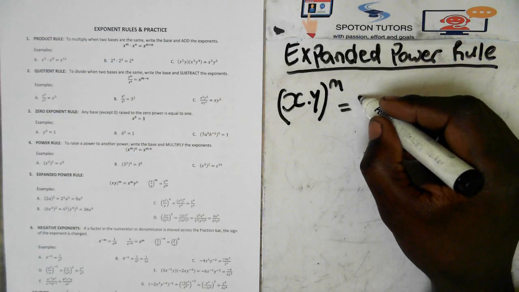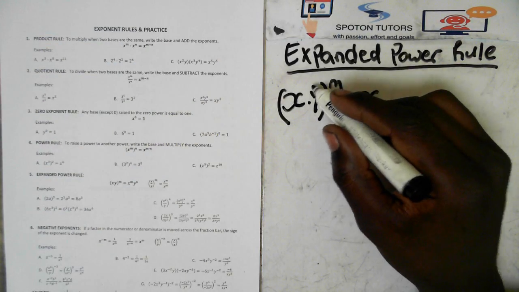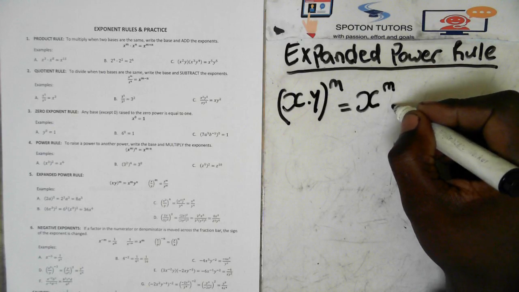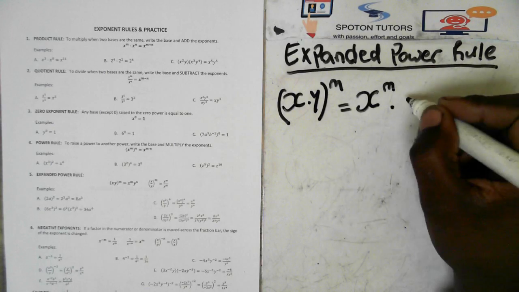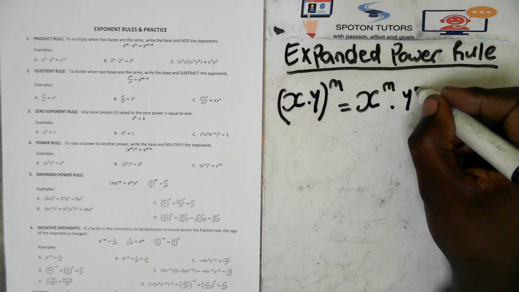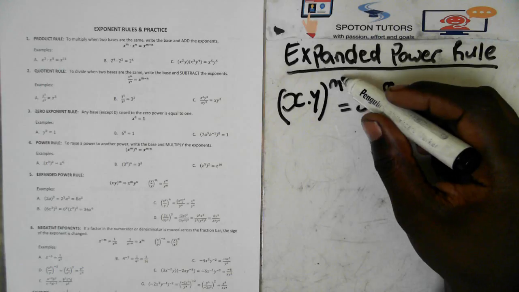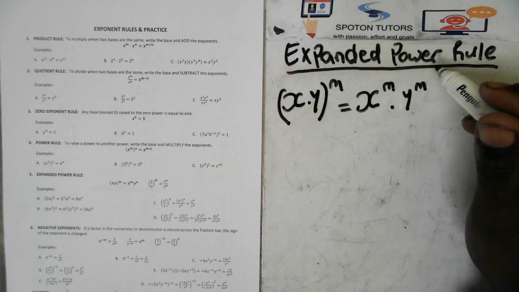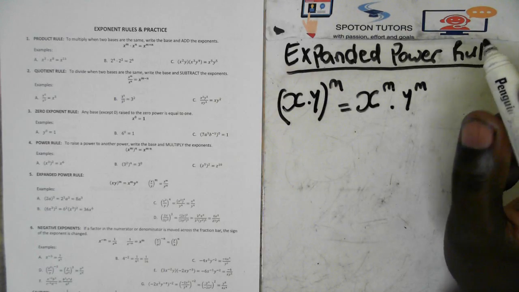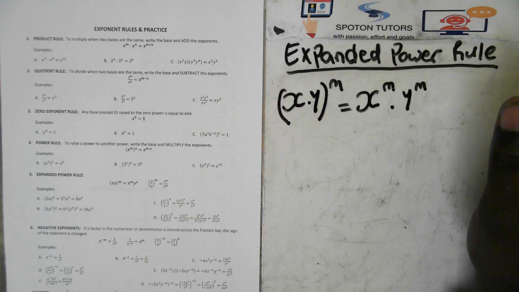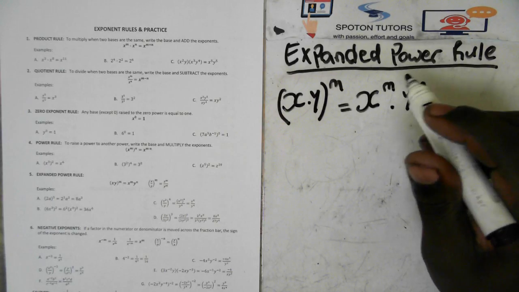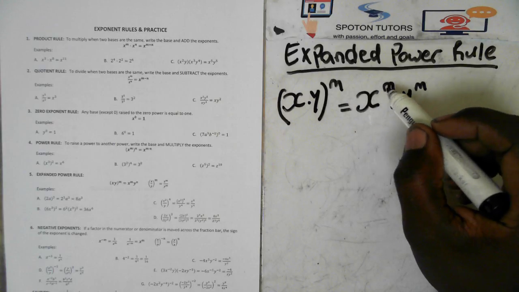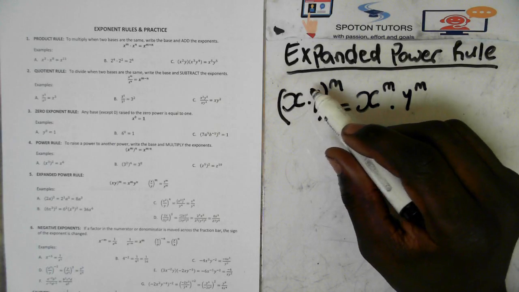The best way to explain that would be x to the power m, this multiplication sign stays, y to the power m. That exponent multiplies everything inside the bracket. That is the whole point of this, given the fact that they are inside a bracket. Now, this rule should never be confused with the previous rule, which is the power rule. This is the expanded power rule. So that power expands. You must always understand that your power must be multiplied on each and every individual term inside the bracket.